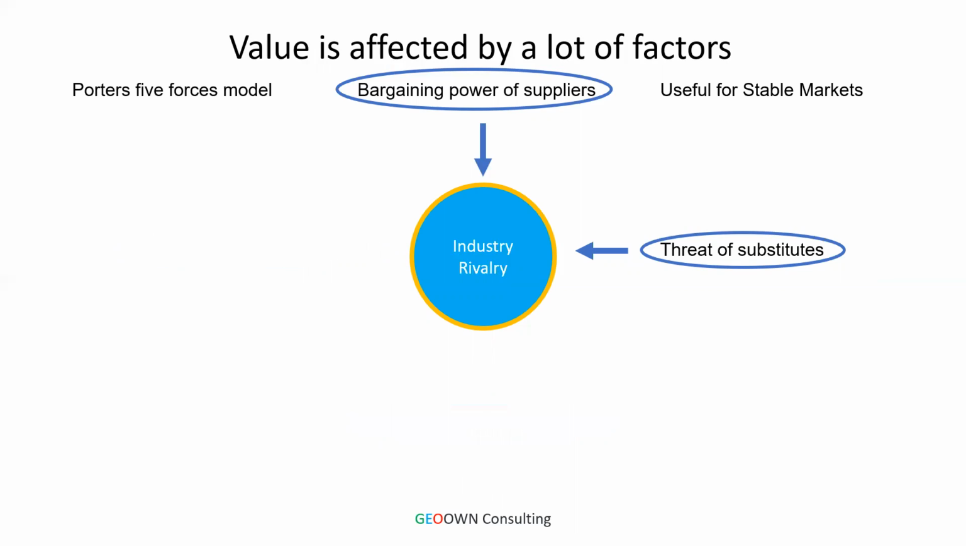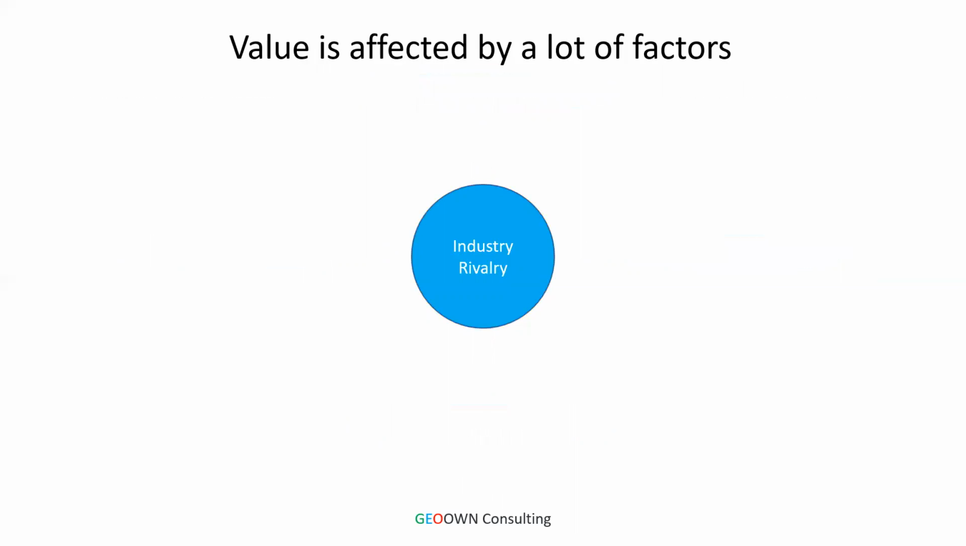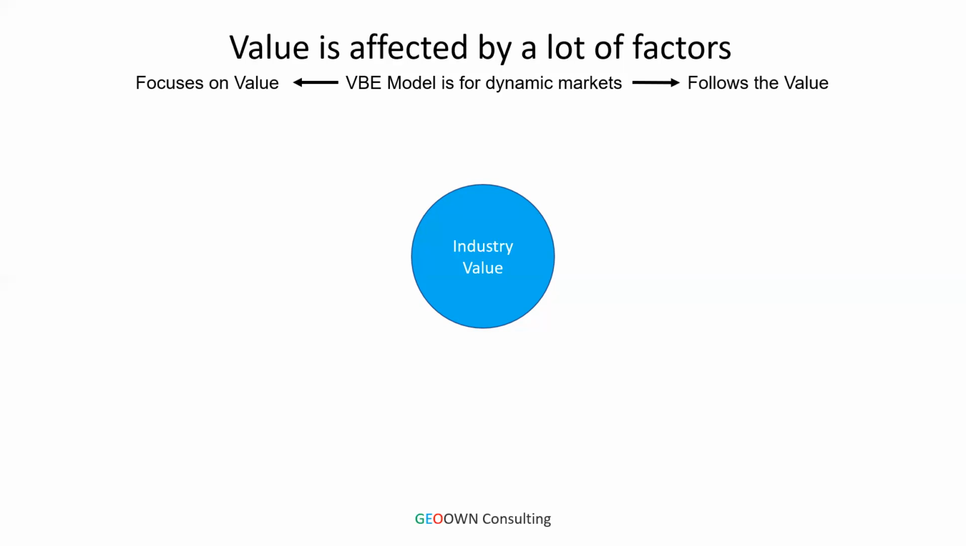And this industry rivalry is now replaced with industry value. And that's what we need to follow. How is this value going to change? And we need to map that value to make sure that our company doesn't go under or our company flourishes. So we need to watch this industry value. Now, VB model is for dynamic markets like today, and we focus on value and we follow the value.